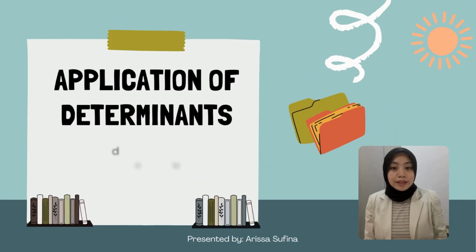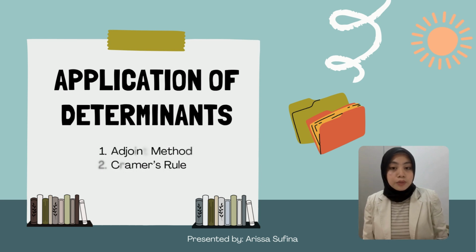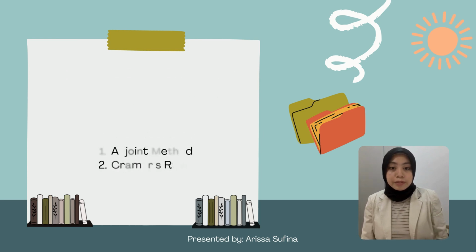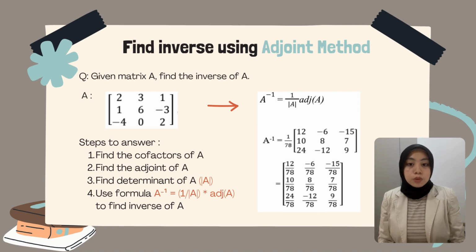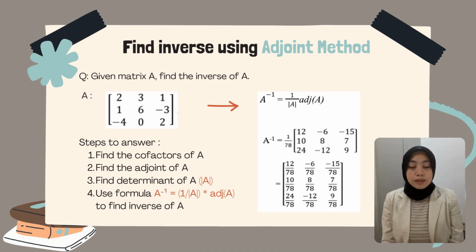Now I'll be explaining the application of determinants. In this case, we have two methods, which are the adjoint method and Cramer's rule. The first example is finding the inverse using the adjoint method. In order to solve this matrix, we need to follow the steps thoroughly. The first step is to find the cofactor of A.